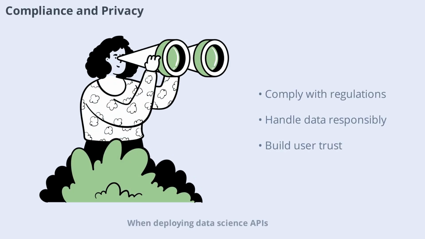In deploying data science APIs, compliance with privacy regulations like GDPR or HIPAA is essential. Ensure you handle personal data responsibly, obtain necessary consents, and provide mechanisms for data deletion or access requests. Compliance builds trust with users and protects your organization from legal risks.